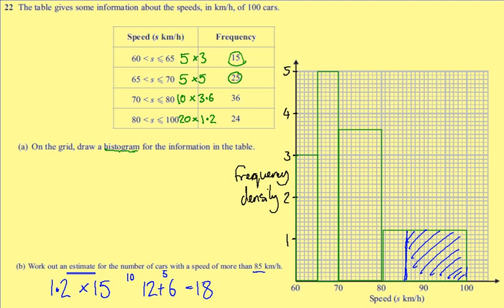Just to show you a second method, 1.2 is 1 and 1/5. If I change that into a top-heavy fraction, that becomes 6/5. If I want to do 6/5 times 15, I end up with 6 times 15 all over 5. I can then cancel 5 from top and bottom and end up with 6 times 3. And 6 times 3 also gives me 18. So two different methods of multiplying decimals there.